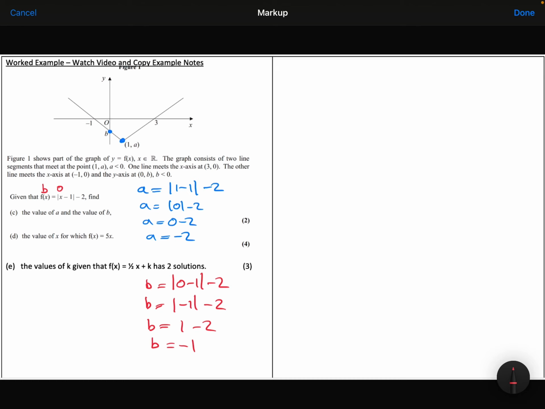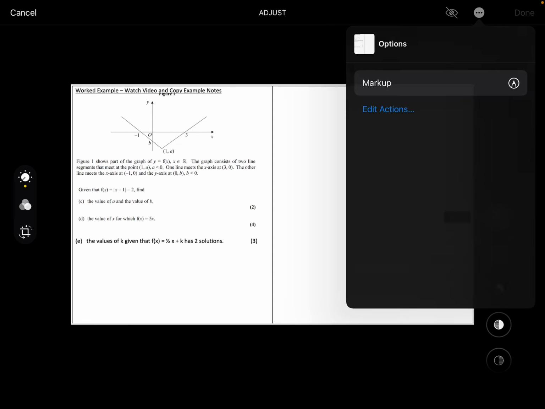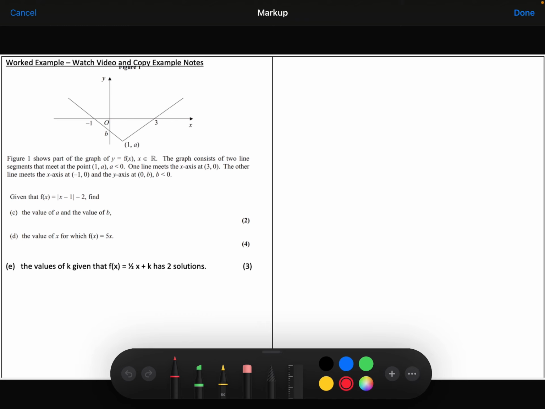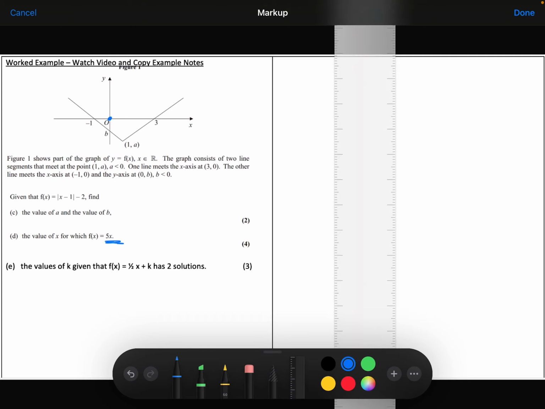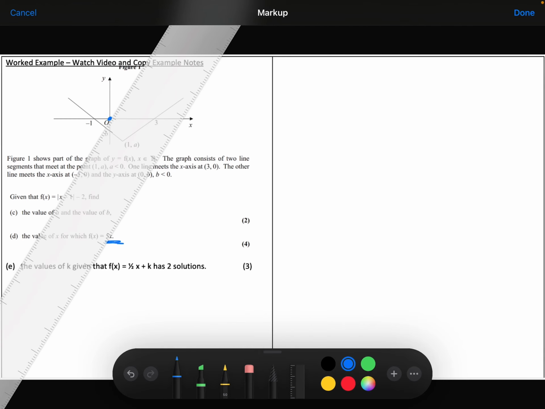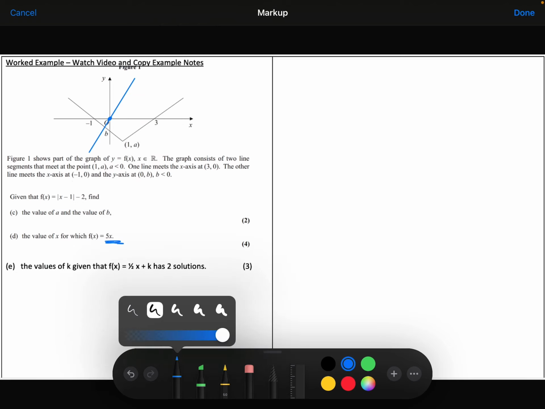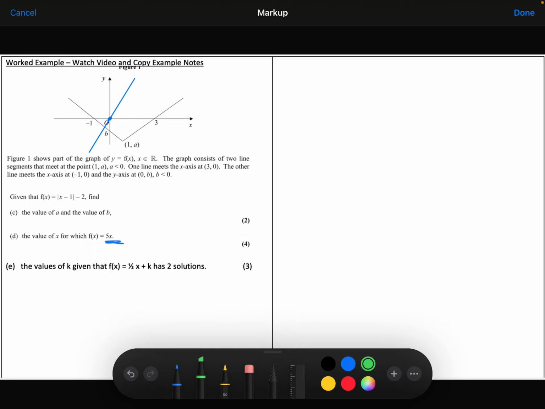Let's move to part D, the second part of this question. We need to find the value of x for which f of x is equal to 5x. So when is the graph equal to 5x? Well, 5x goes through the origin, and it's got a gradient of 5. So it's going to look something like that. I know for certain that it is steeper than the function f of x, and that it's only going to intersect f of x in one place here.